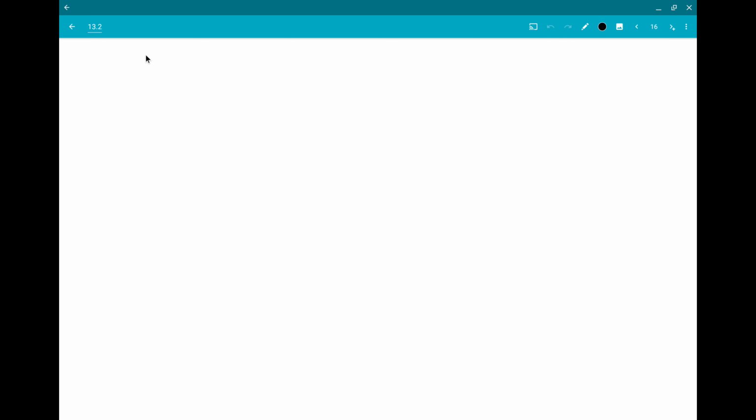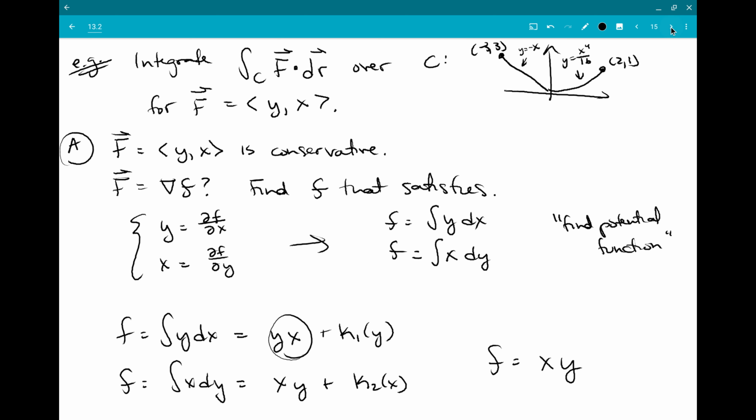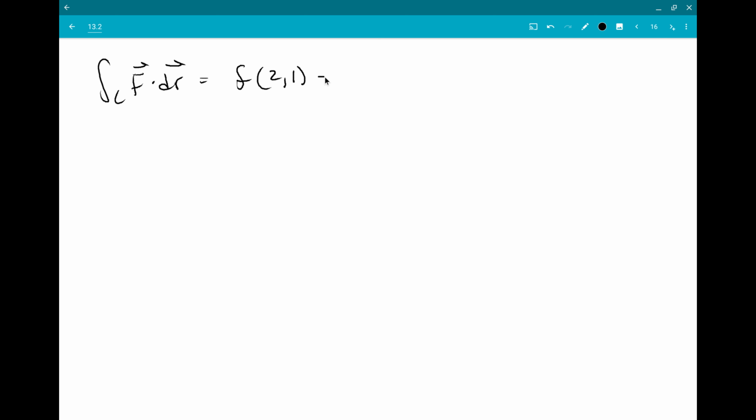So I know that my line integral is just equal to f at the endpoint, (2, 1), minus f at the starting point, (-3, 3), for f equal to xy. So f is equal to 2 times 1 minus -3 times 3. So that's 2 plus 9, which is 11.